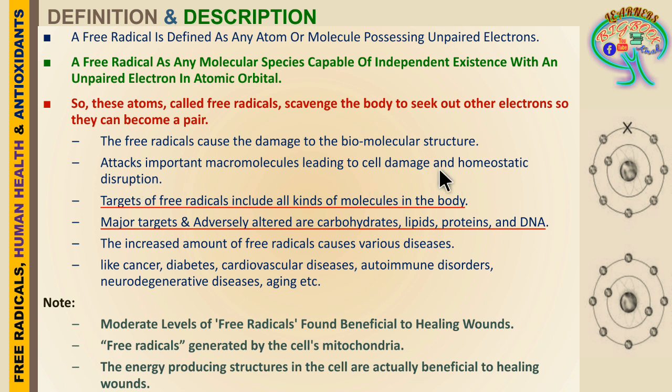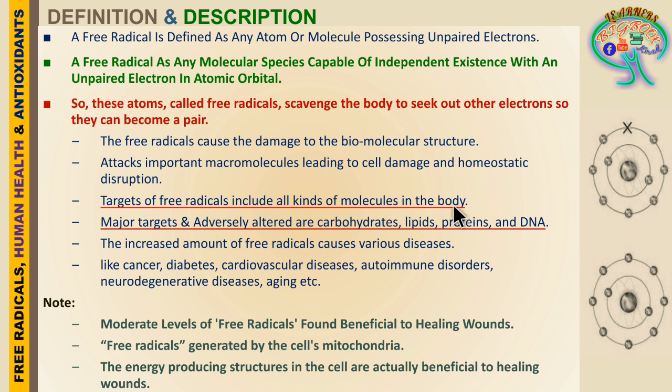When we consider homeostatic disruption, homeostasis is nothing but the physiological balance. The physiological balance, the natural process within the tissues and organs of the whole body of an organism, is always maintained at a particular threshold or concentration gradient. But because of these free radicals, micromolecules get damaged. Because of this, the cell acts abruptly, and the homeostatic disruption happens. Further, it targets all kinds of molecules in the body.